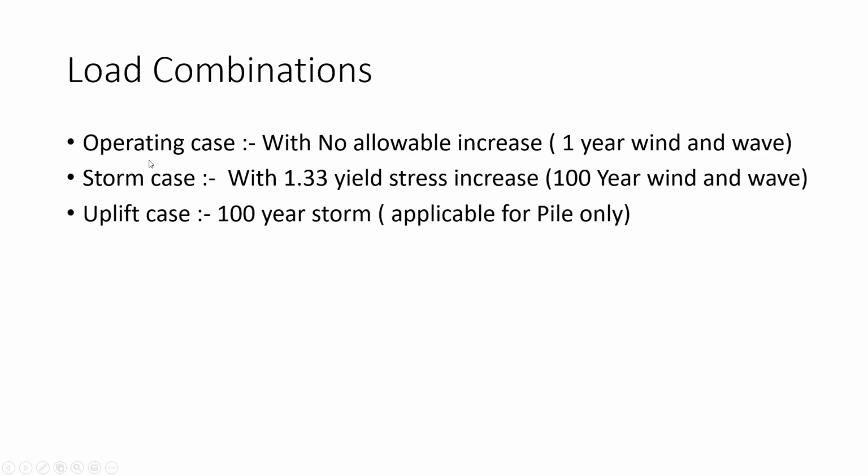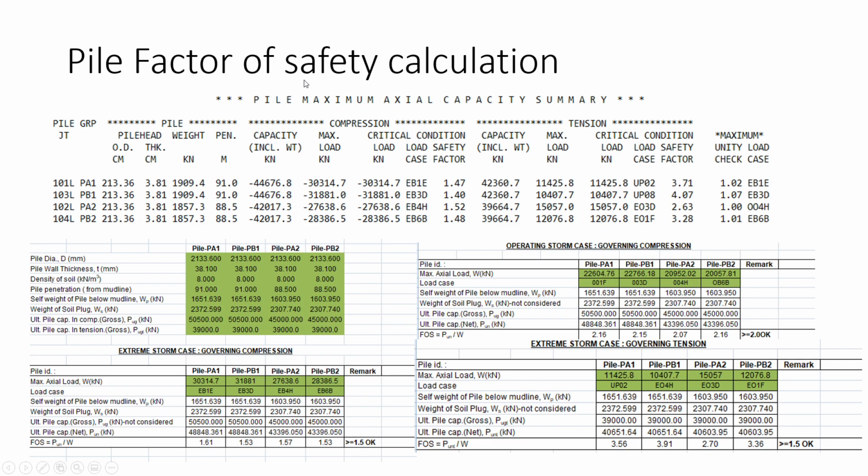Then, for load combinations, we have to create the operating load case, storm load case, and uplift load case. For the operating load case, there is no allowable stress increase, with 1-year wind and wave. For storm, a 1.33 allowable stress increase is permitted, with 100-year wave and wind. For the uplift case, the 100-year storm will be applicable, for the pile only; we have to check that. Then last is the pile factor of safety.